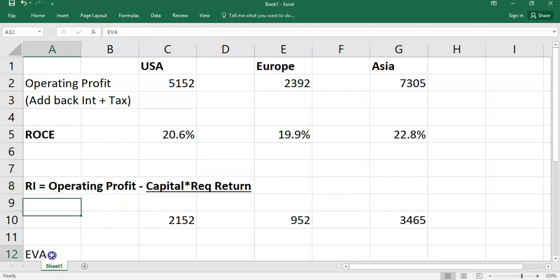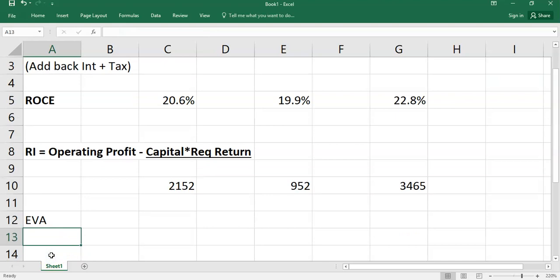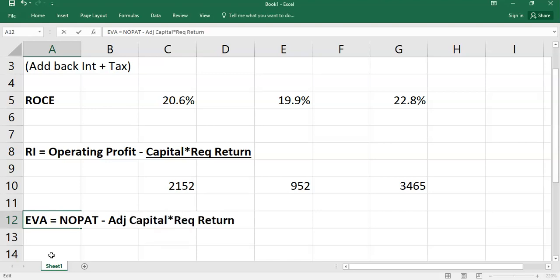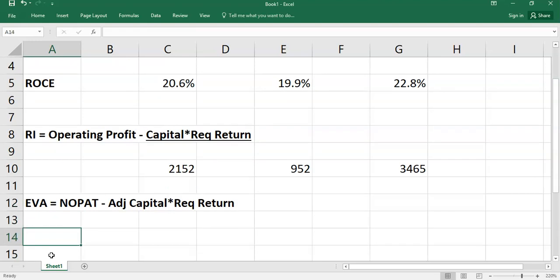The last one is slightly different now, and this is where the most marks will be going, economic value added. It's laid out similarly. You have NOPAT, net operating profit, minus adjusted capital times the required return. So here you can see EVA in terms of layout is very similar to residual income, in that you take a profit figure and you take off a capital charge.